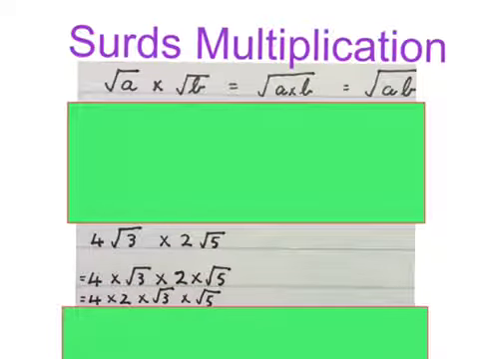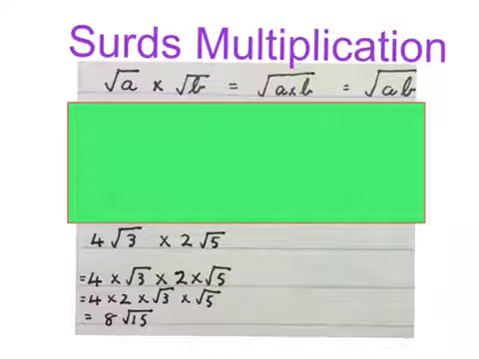It's just to explain to you that we first times the 4 and the 2 and then the square root with the square root. The 4 times 2 gives you 8, and the square root of 3 times square root of 5 with our law tells me the square root of 15, and then I can see if I can simplify this any further, which we can't. So the final answer is 8 square root 15.